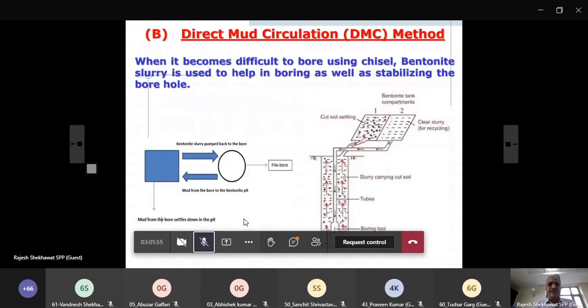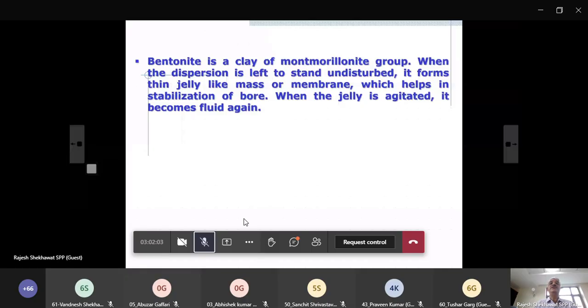So most of the places you will find your method which is used is chisel and beller with DMC. So bentonite is a clay of montmorillonite group. When the dispersion is left to stand undisturbed, it forms thin jelly-like mass or membrane which helps in stabilization of bore. When jelly is agitated, it becomes fluid again.